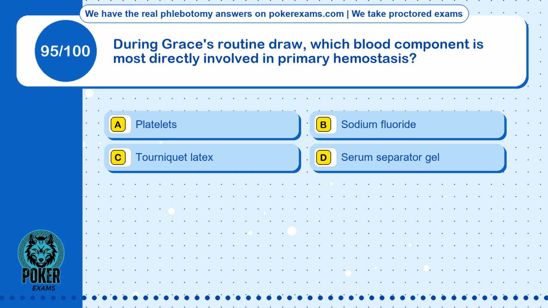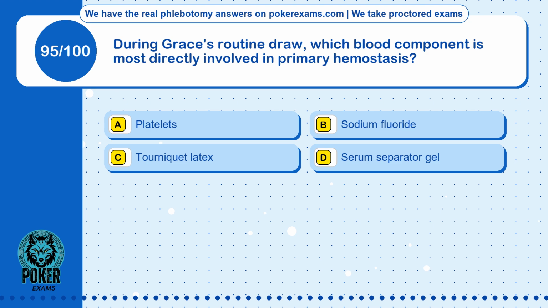Question 95. During Grace's routine draw, which blood component is most directly involved in primary hemostasis? Option A, platelets. Option B, sodium fluoride. Option C, tourniquet latex. Option D, serum separator gel.